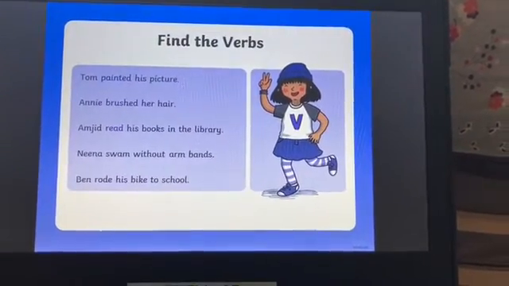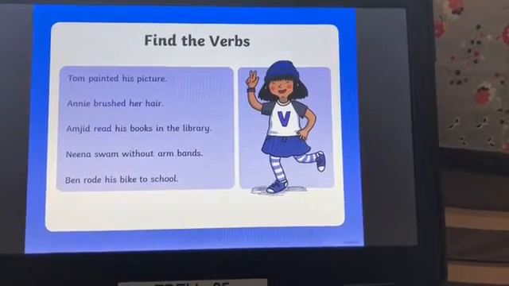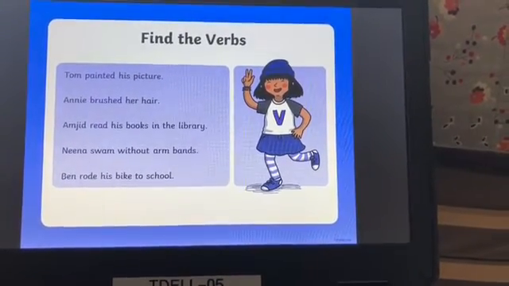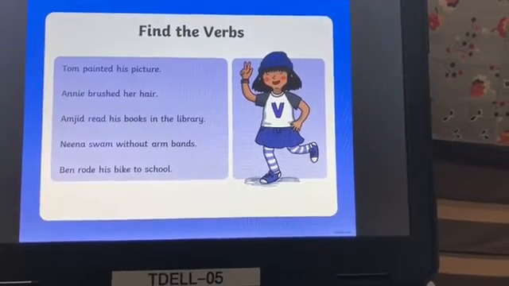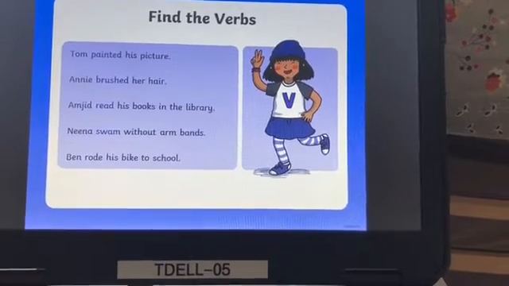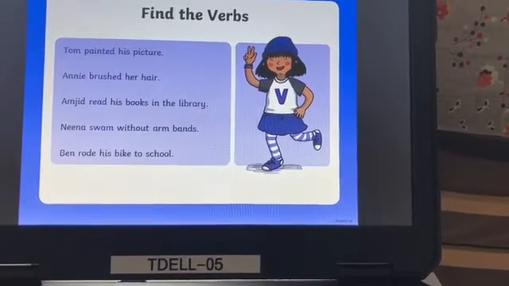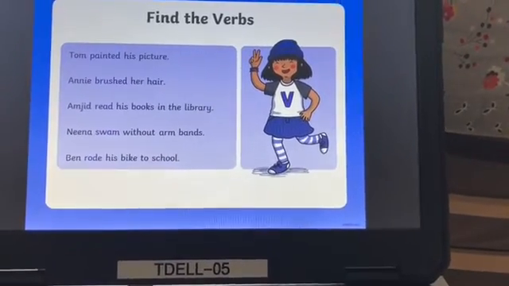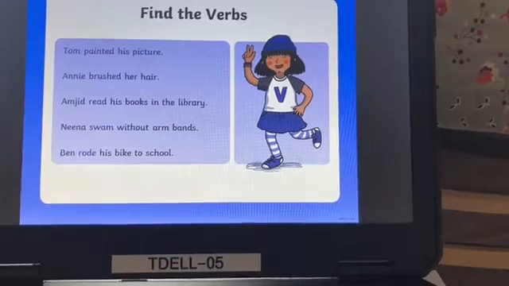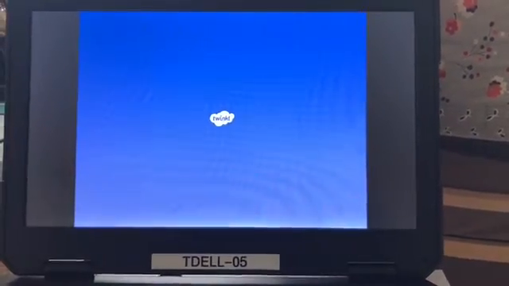Nina swam without armbands. What is Nina doing? Have a think. What is the verb in that sentence? She swam. So that was what she was doing. Ben rode his bike to school. What is the verb in that sentence? What is Ben doing? If you said rode, you were absolutely right. Ben was riding his bike to school. Thank you for that. Looking at that PowerPoint. Now we will move on and have a look at some words and make up our own sentences.